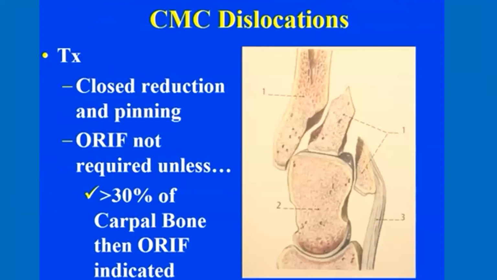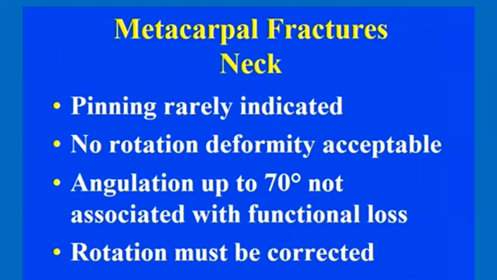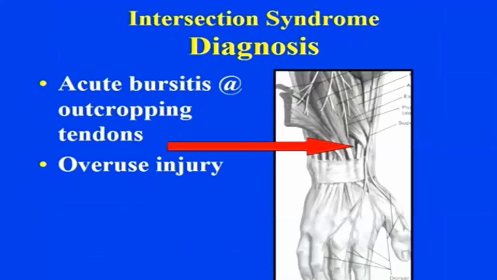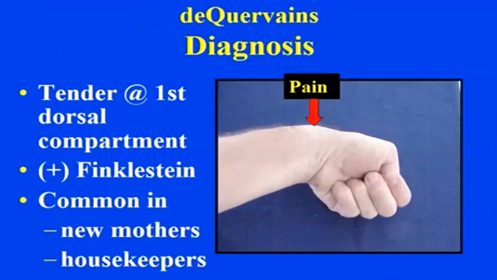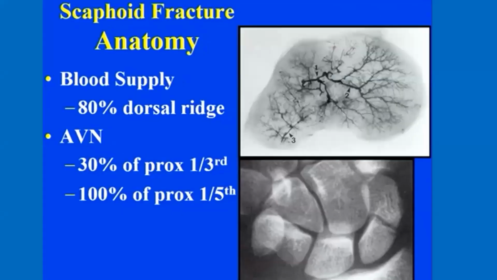Don't forget about the hook of the hamate. Many times, in the wrist, you have to know about the intersection. These are the conditions you have to know, but we've gone through most of them. You have to know about intersection syndrome. You have to know about de Quervain's, which we've discussed. You have to know about scaphoid fractures, which produce non-union.